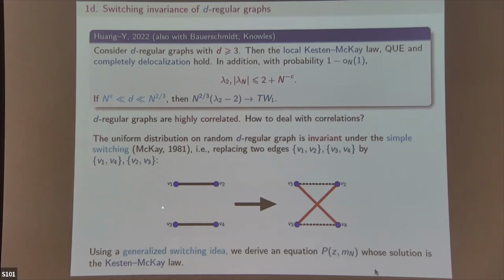we have to extend this idea to a generalized switching. Instead of randomly choosing just two edges, we look at a tree neighborhood, and we start to switch this boundary with some other edges. So extending this idea was actually quite important to get down to d equal to 3.